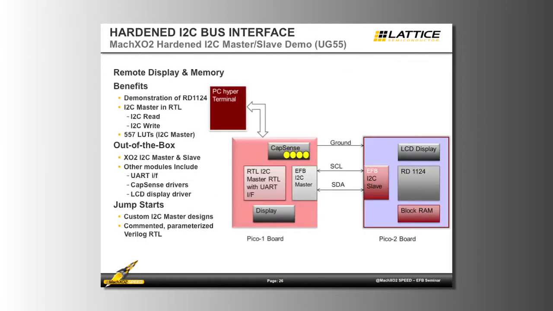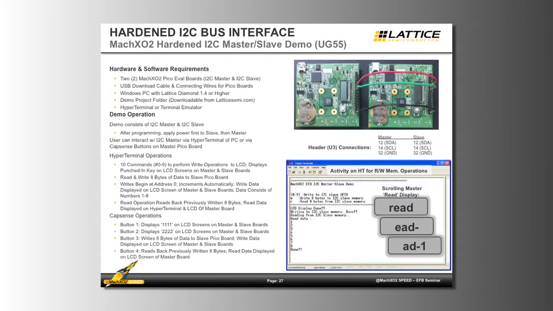The first of the demo designs used in the I2C User's Guide, UG55, uses a remote display and memory to illustrate the workings of the bus. It allows the designer to control both ends of the I2C interface. The software design files contain a UART, a CapSense, and LCD interfaces, as well as customizable aspects of the I2C interface.